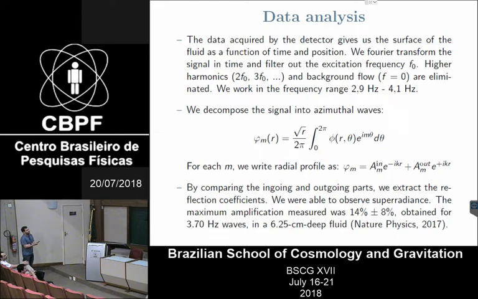But we filter all the frequencies. Then for each azimuthal number, let's say m equal 1 or m equal 2, we do a Fourier transform in space. Basically, in simple terms, what we are doing is separating the waves into an ingoing part and an outgoing part, and k is the wave number of the waves. And these are the amplitudes of the incident and of the reflected part. A in is the incident part, and A out is the reflected part.